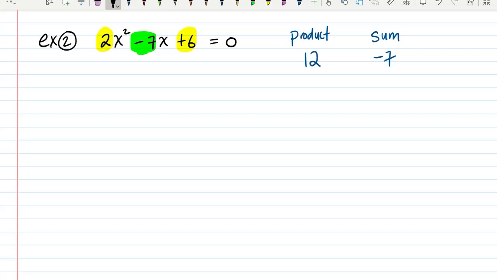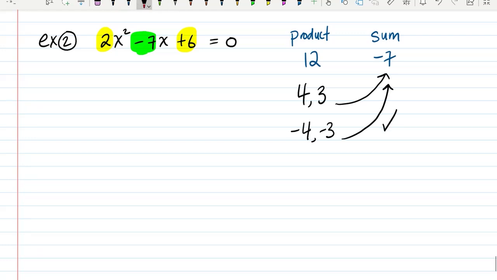So I'm going to start with 4 and 3. Those two numbers make the product of +12, but they will not give us the sum of -7. So how about we put -4 and -3, and that gives us the right sum. So this is not the right choice, but this is the right one. So using those two numbers, -4 and -3, we're going to decompose the middle term of the given equation.